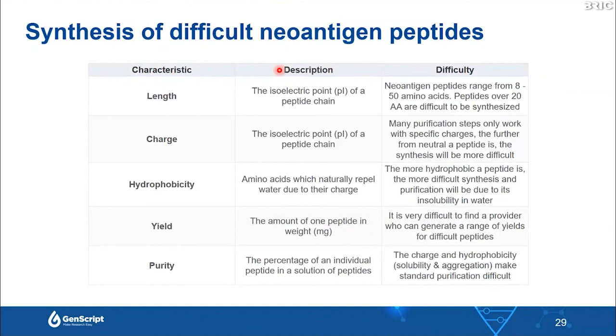We also understand some of the difficulties in synthesizing such neoantigen peptides, because sometimes their length will span between 8 to 50 amino acids, and sometimes peptides over 21 amino acids are difficult to synthesize. Also, neutral peptides are more difficult to synthesize, especially as such peptides can be hydrophobic, which increases the difficulty in synthesis and also purification due to the inability to solubilize in water. At times such clients need a high yield of these new peptides for the assay, so we also need to ensure the yield and the purity of these neoantigen peptides.